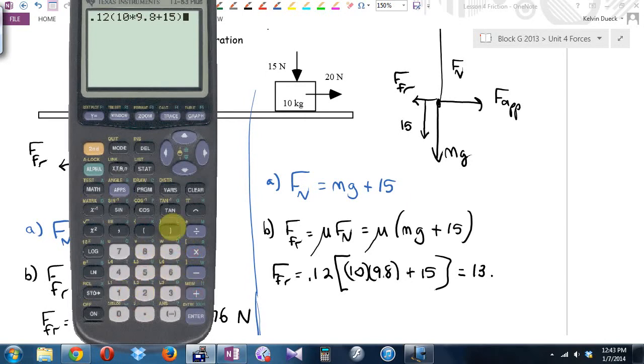And if you had a teacher who went on a rant about getting a good calculator at the beginning of the year, and I hope you all did, your calculator should do all of the order of operations just fine. And you should get the 13.56.